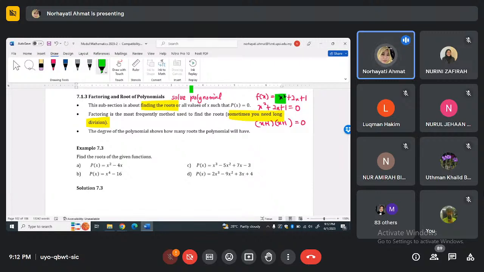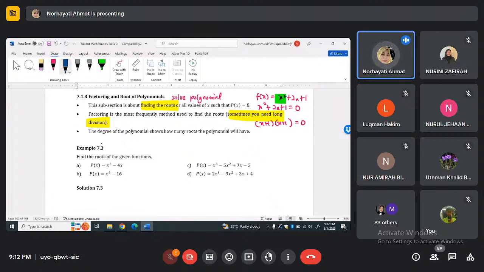Okay, so if we have polynomial of 3 degree, ataupun cubic, kita panggil cubic. So we know that the maximum root of cubic function is 3. Okay, tak boleh lebih daripada 3, not more than 3. Okay, so now let's discuss this example 7.3, how to find the roots of this given function.